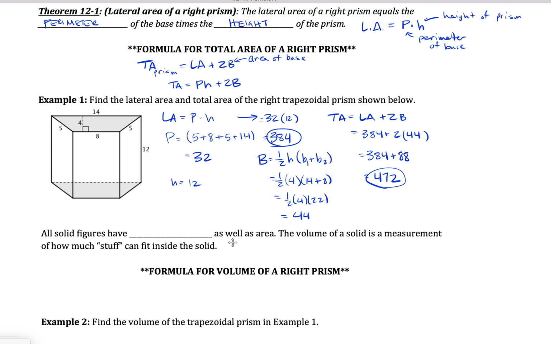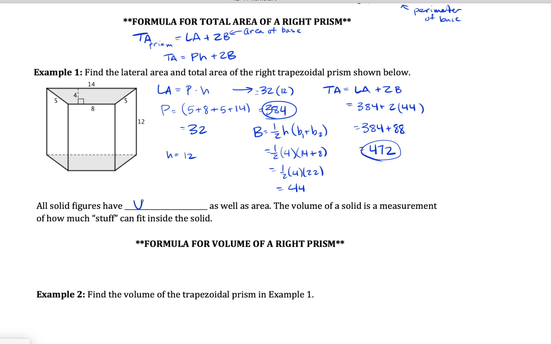Now, solid figures also have volume. And the volume of a solid figure, you can think of it as a measurement of how much stuff can fit inside the solid, right? How much water, how much gas, how much sand, or whatever the material might be, how much of it could fit inside this if you had this solid figure sitting in front of you and you're going to pour stuff into it, right?